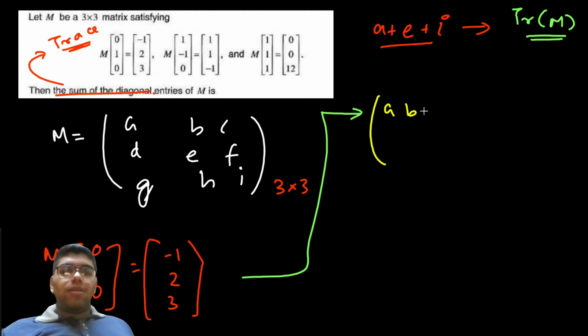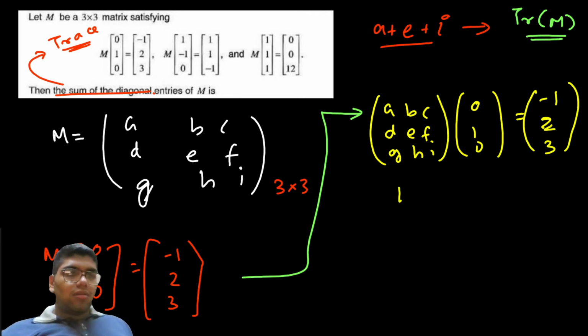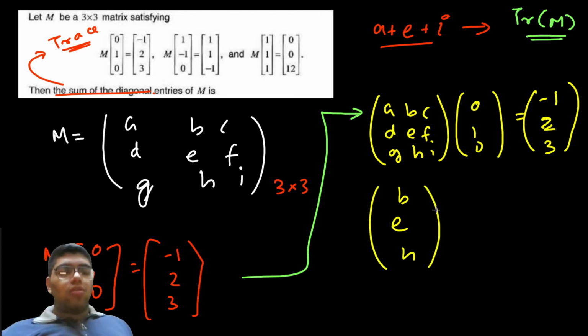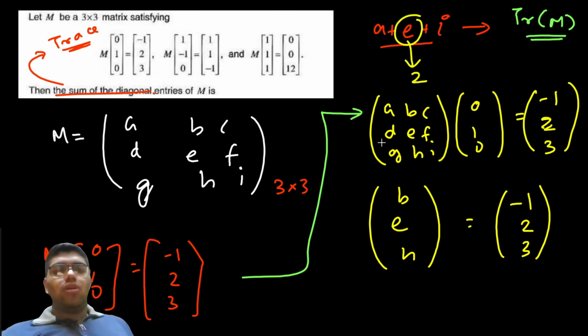Okay, I'll write A, B, C, D, E, F, G, H, I times (0, 1, 0) is (-1, 2, 3). So it is B, then it is E, and then it is H. Okay, this is just matrix multiplication. I'm not explaining that because you are grown-up kids and you definitely know matrix multiplication. So from here you can get E's value as 2. Now what we are left to find is A plus E. Now let us try to do that.